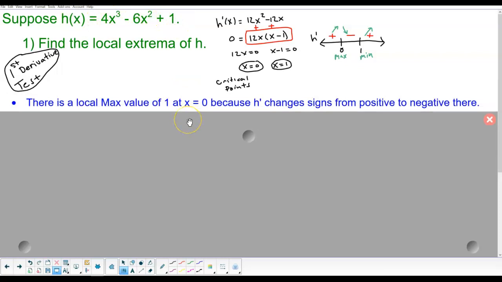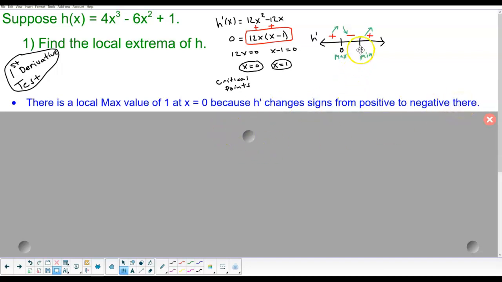So here's my justification and the way that I'm going to earn credit for this type of problem. There is a local maximum value of 1 at x equals 0, because when I plug 0 back in, 1 comes out. So that's the maximum value of 1, and it's occurring at 0. Now the reason why I know that is the first derivative test. It's because the function h prime is changing signs from positive to negative at that value.